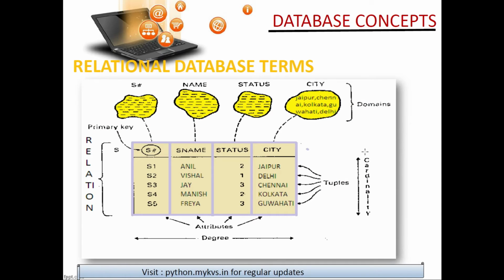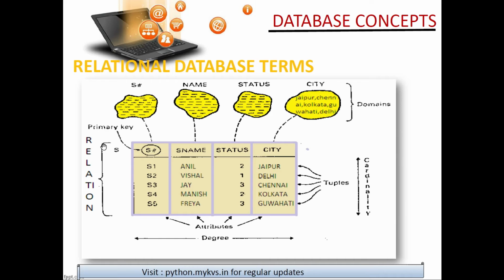Next is coming, you can see clearly depicted here. What is the form of a table and how does it look? You see here there is S hash, that is the student identity. This is the name, this is the status, and this is the city. These are all known as fields. Here you can see the data attributes are being given. Say S1 is for the student identity, name is Anil, status is 2, city is Jaipur. And the total information is known as a tuple.